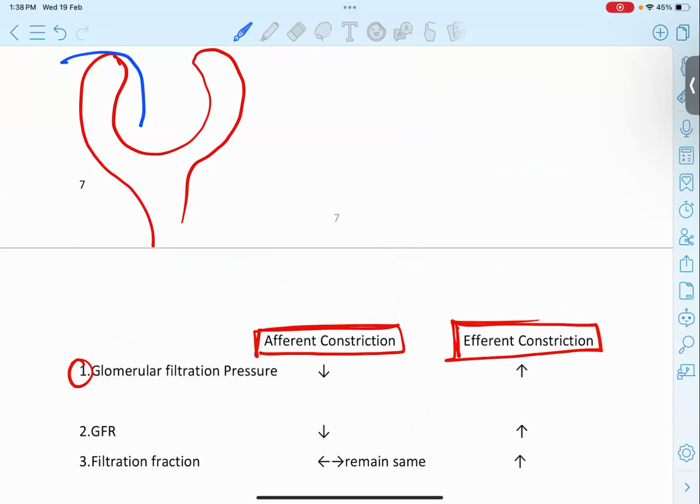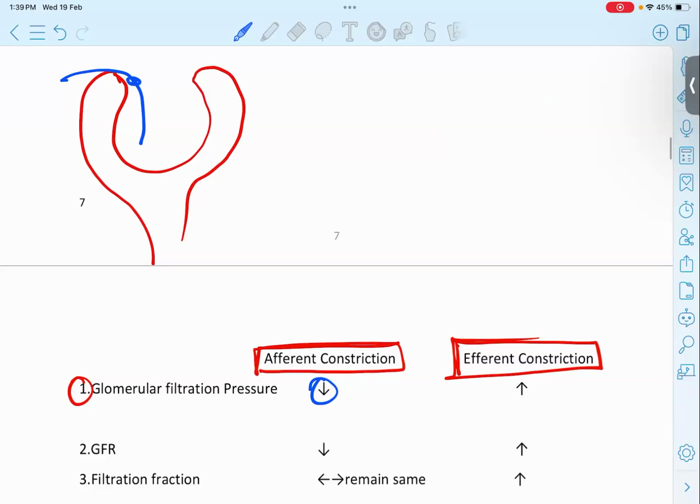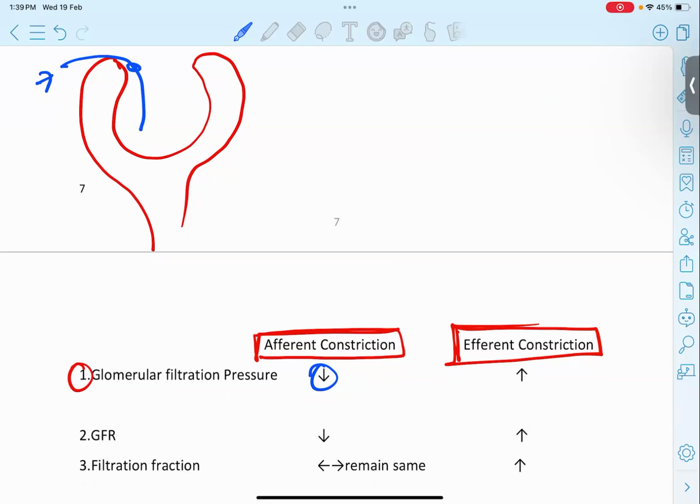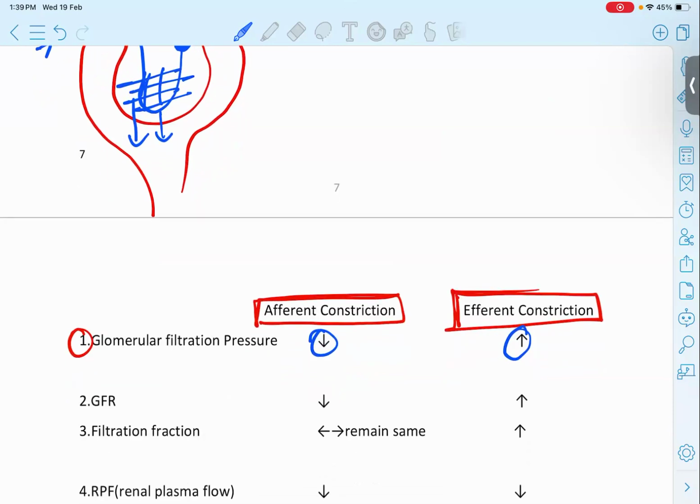If there is an afferent arteriolar constriction, glomerular filtration pressure will drop because blood cannot pass through the glomerulus at all. So definitely filtration pressure will drop. But if there is an efferent arteriolar constriction, I just told you that blood can pass and blood can enter into the Bowman space. So the glomerular filtration pressure will increase because there is a pressure buildup before the point of obstruction. So this is the point of obstruction. Here the pressure will increase. So glomerular filtration pressure will increase if there is efferent constriction.